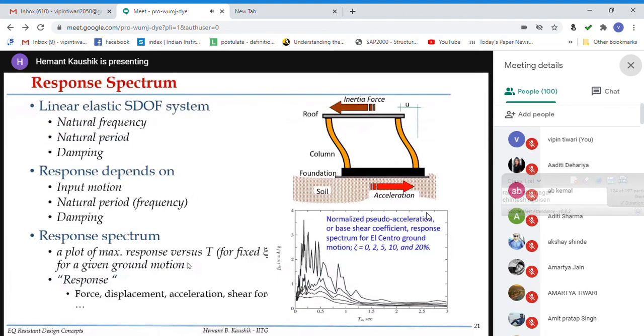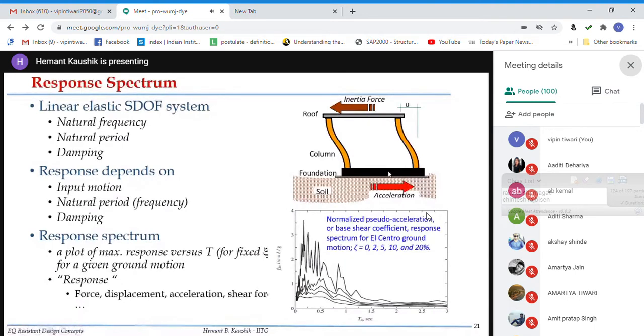Okay, now let us see what the response spectrum is in slightly more detail. We'll have additional discussion on this later, but this is just an introduction. So what is the response spectrum? It's basically the response of a linear elastic single degree of freedom system. Okay, now it will have its own natural frequency, so its own natural period and damping. So here is the single degree of freedom system where you have one mass located at this level, and these columns provide the lateral stiffness.